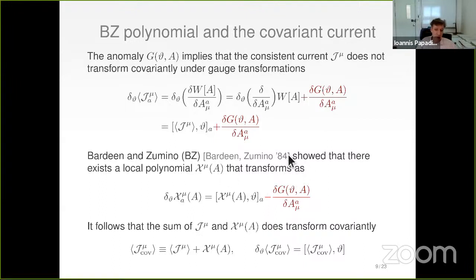Now, Bardeen and Zumino, a long time ago, observed that there is another local polynomial of the background fields. So this is the Bardeen-Zumino polynomial. I'm not writing it explicitly now because it depends on the dimension, but it takes this form here. It transforms in the same form, but with opposite sign for the inhomogeneous piece. So if you combine the two, you end up with a current, the so-called covariant current, that has a homogeneous transformation. I just mention this because, as we will see in a moment, this Bardeen-Zumino polynomial plays a key role.